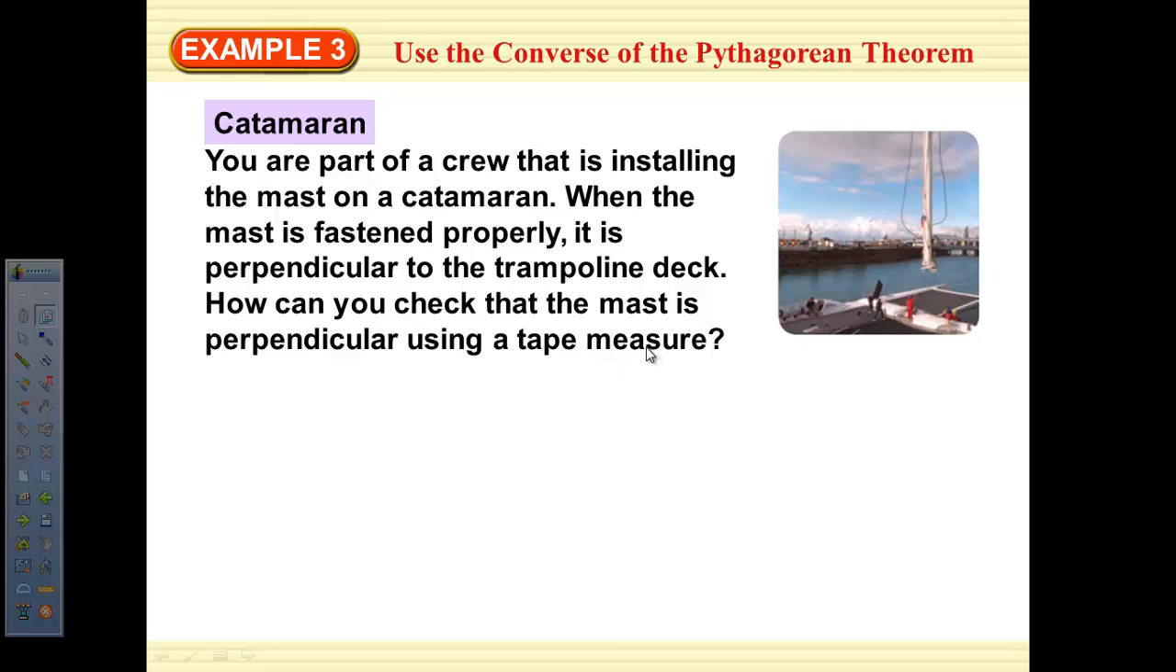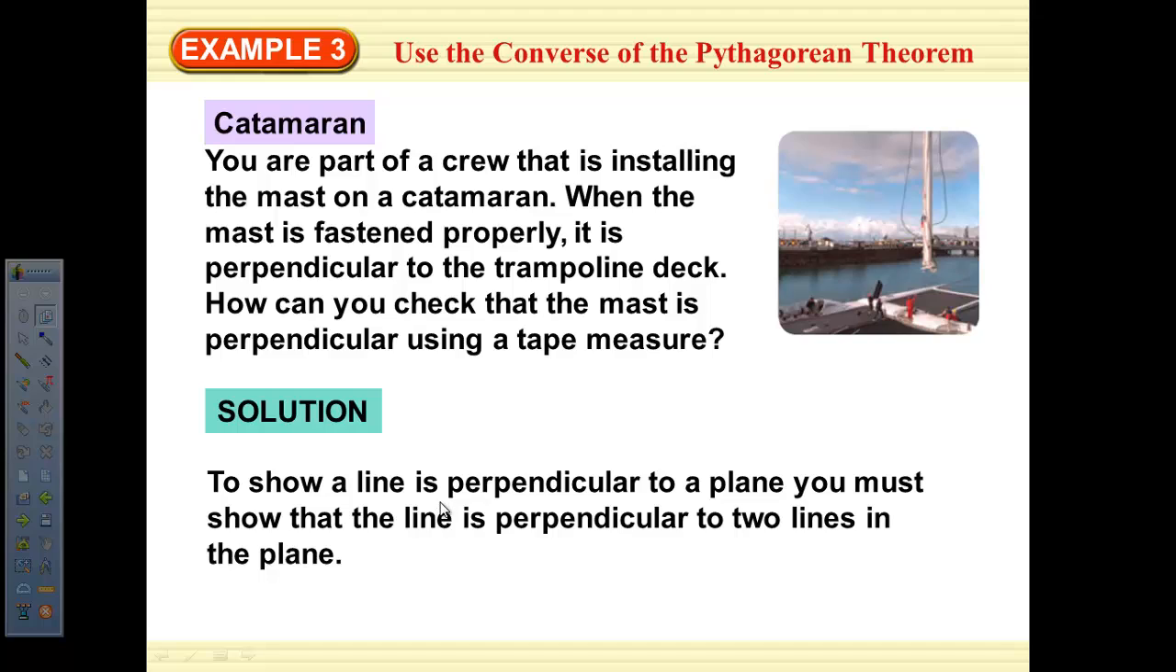Using a tape measure. What we can do is use 3, 4, 5 triangles, and in order for this to be perpendicular, we have to have at least 2 lines that show that it's perpendicular. So if we measure out 4 in each direction and then measure 3 up, it should be 5 for the hypotenuse. So I'll show you what that looks like.